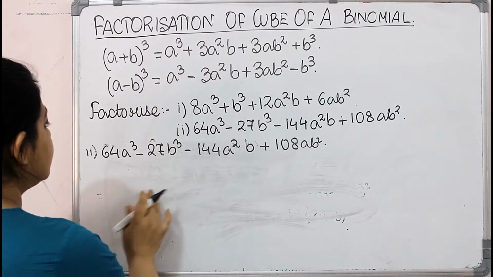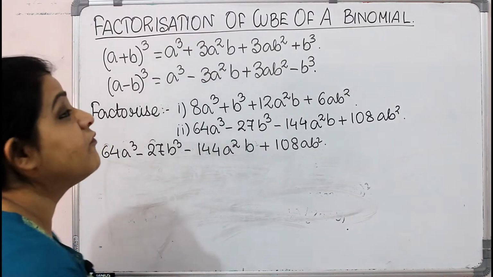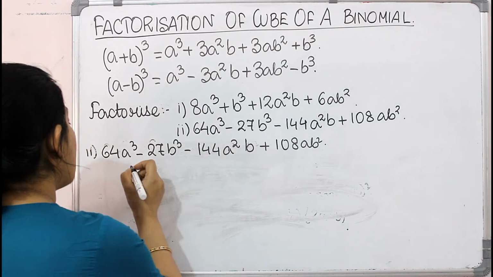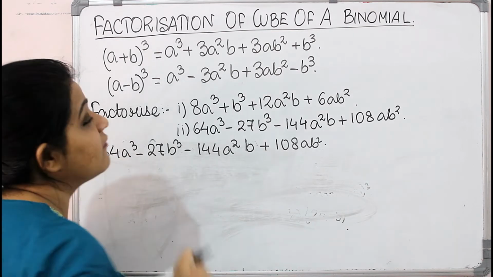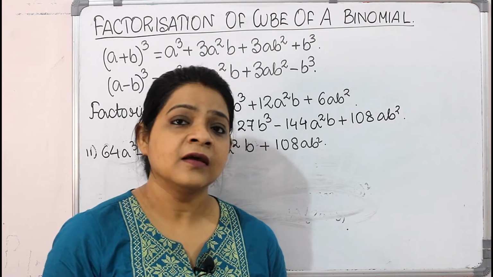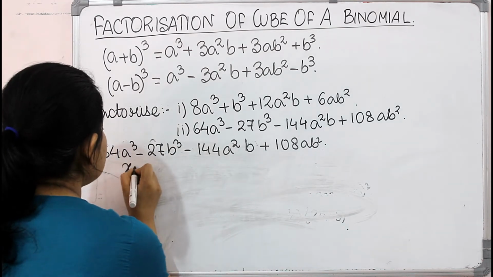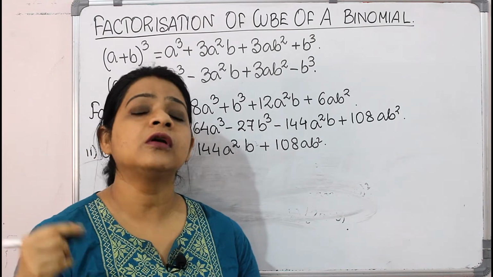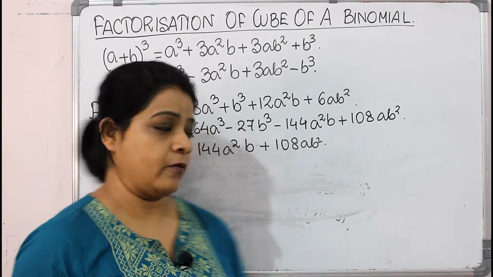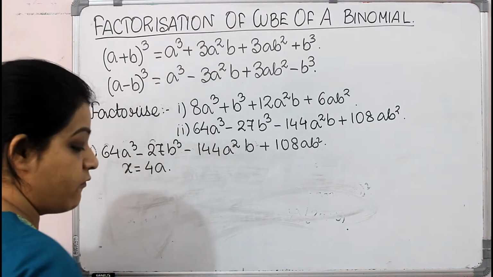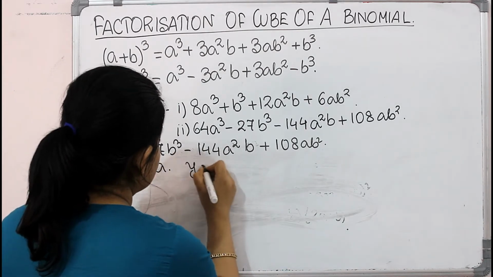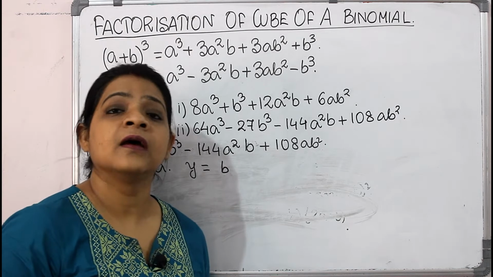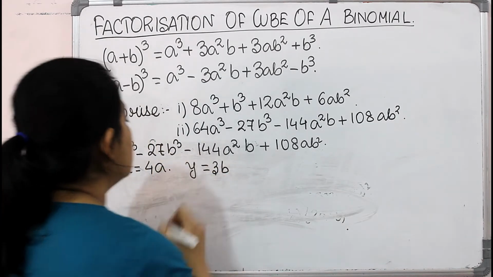Next you have to find the perfect cubes. 64a cube and 27b cube are the two perfect cubes. So I will write x equals 4a, since 4 cube is equal to 64, and y equals 3b, since 3 cube gives us 27.